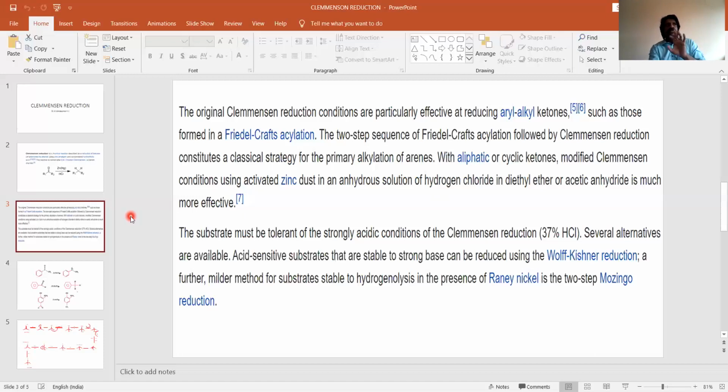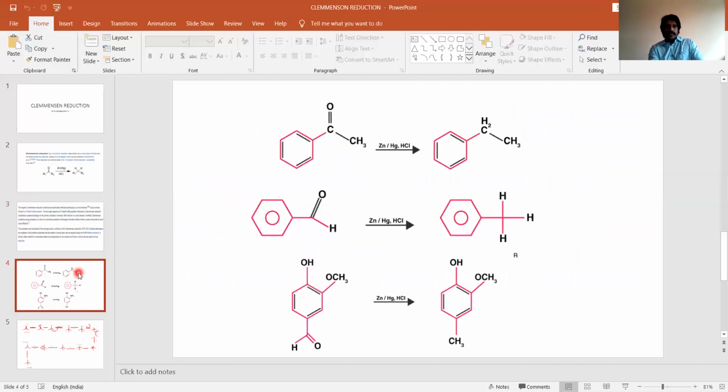And one more thing, this particular reaction is useful for the compounds which are tolerant to acids, because here we are using concentrated HCl. Let us see some examples of this reaction. This reaction is applicable to both aldehydes and ketones, as I said earlier.